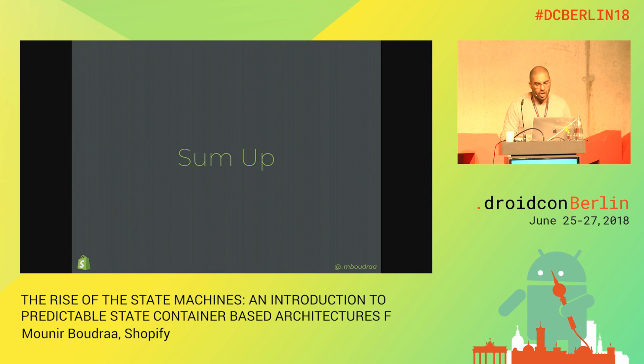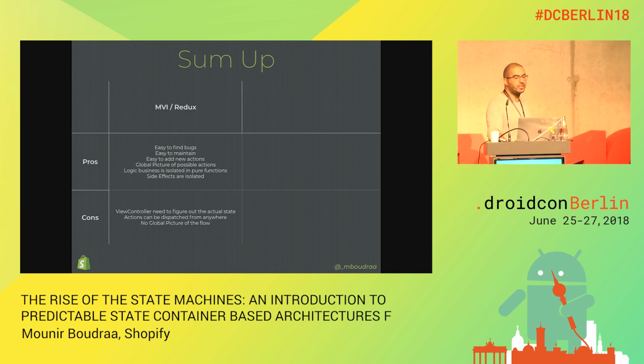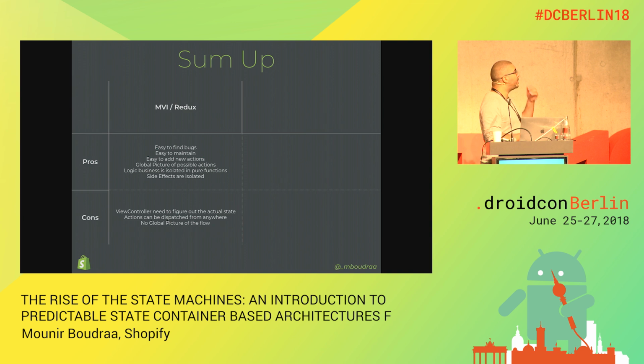So if you want to sum everything up, what MVI is providing is something easy to find bugs. Because of the states, we have states every time. So what we observe is a state. You can do that with RX or anything else. We don't care about the implementation. But in the end, what you deal with is a new state.